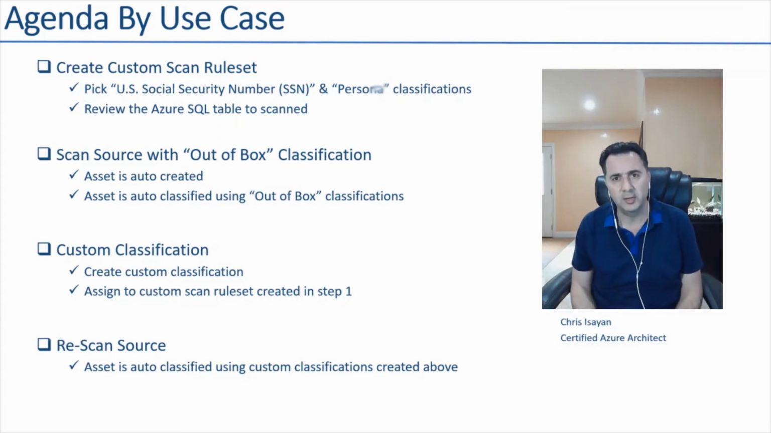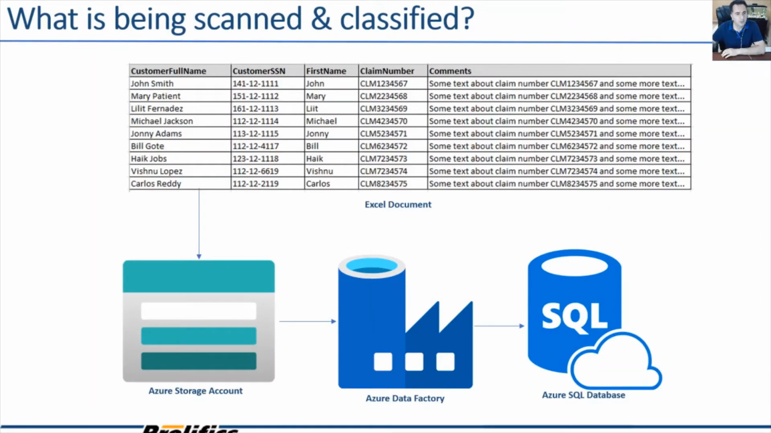Let's get started. To save some time, I've gone ahead and scanned our simple environment. In this case, we have an Excel spreadsheet that has a summary of customer information. That Excel spreadsheet was uploaded into Azure Storage account. Then we have Azure Data Factory, which moved or imported data to Azure SQL. Now our expectation is that the SSN and the first name got classified.